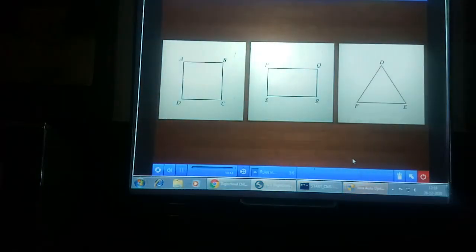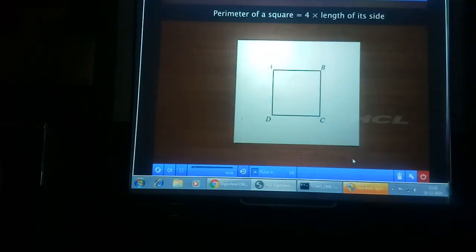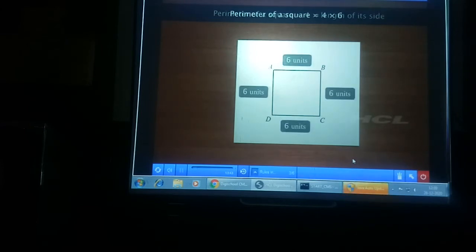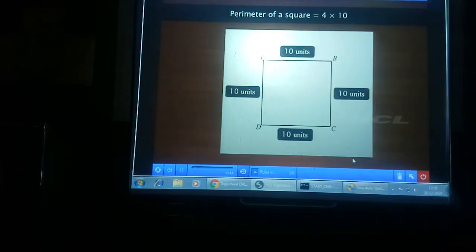We can use variables to form some rules in geometry. We know that the perimeter of a square is 4 times the length of its side. The length of the side could be 6 units, 8 units, or 10 units, or any number of units, and thus it is variable. So, we can generalize the formula by using a variable such as L to represent the length of each side. Therefore, the perimeter of a square can be generalized as 4 times L.